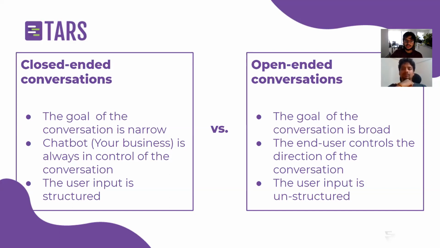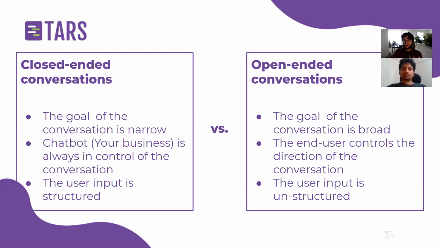I need your email ID, I need your address, I need your name, and I need a little bit more information about your specific situation. Now, the chatbot is dictating what information is being shared in that conversation. And in that sense, the chatbot is in control of the conversation. And related to that, the user input is very structured in that case.